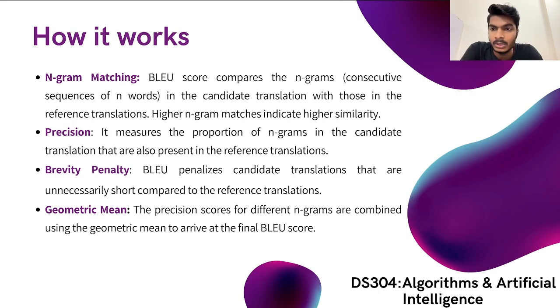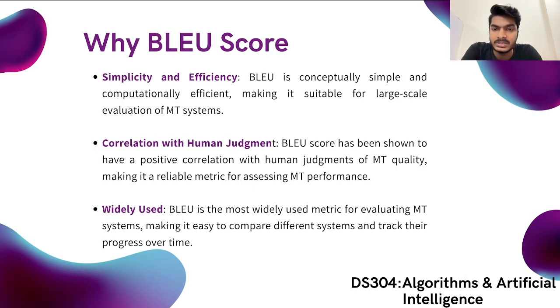Now, how does it work? It works on n-gram matching: consecutive sequences of n words in the candidate translation are matched with those in the reference translation. Second is precision, which measures the proportion of n-grams in the candidate translation that match. Brevity penalty: BLEU penalizes candidate translations that are unnecessarily short compared to the reference translation. Geometric mean: the precision scores for the different n-grams are combined using the geometric mean to arrive at the final BLEU score. Now, why do we use BLEU? Because it is simple and efficient, and it correlates with human judgment. The BLEU score has been shown to have a positive correlation with human judgment and is widely used for evaluating machine translation systems, making it easy to compare different systems and track their progress over time.